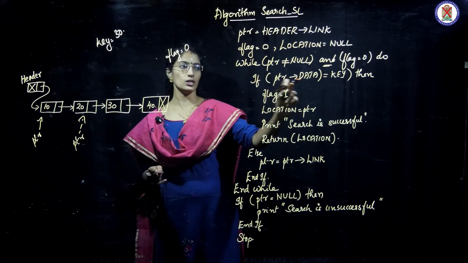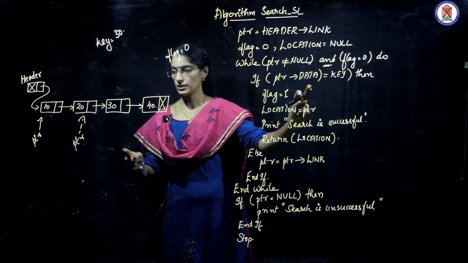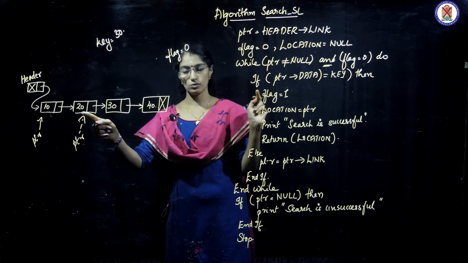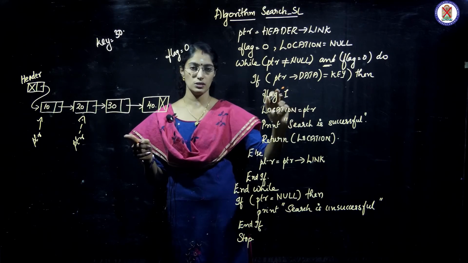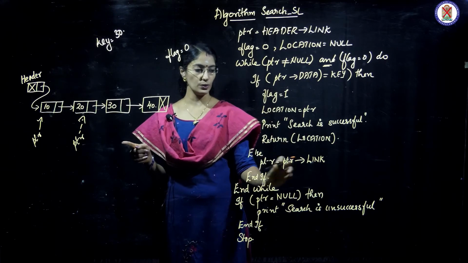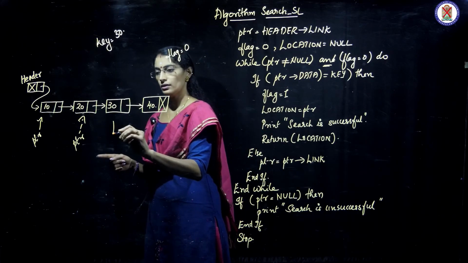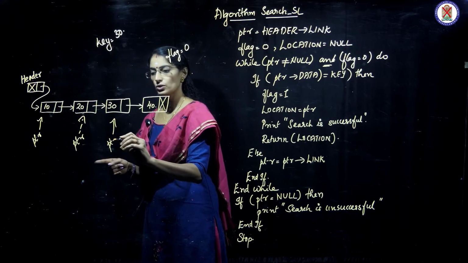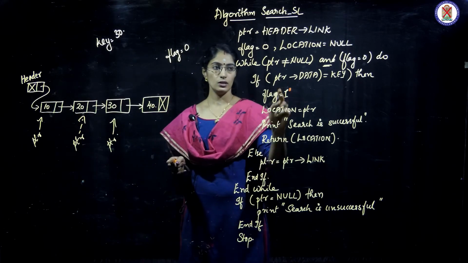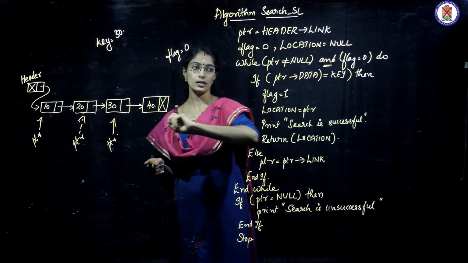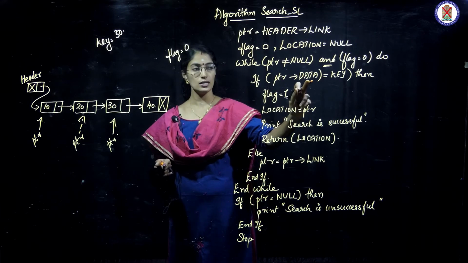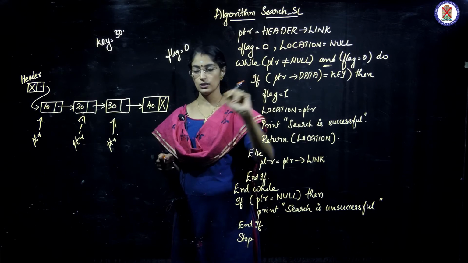Again we check whether the data part is equal to key or not. Naturally here also the if statement does not work, and we will go for ptr equal to ptr of link. Now ptr will be pointing to the third node. In this case we find it is equal, that is ptr of data 30 is equal to the key value 30. So what happens here?